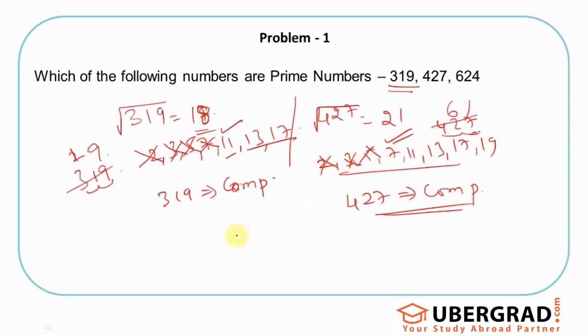And for 624, you don't even need to do the square root, because I know it's even. 4 is the last digit, so it is an even number. Any even number other than 2 is a composite number. Only 2 is the prime number which is even. So we can save time if you ever get a question like this.